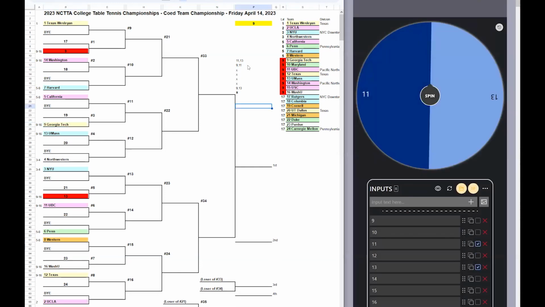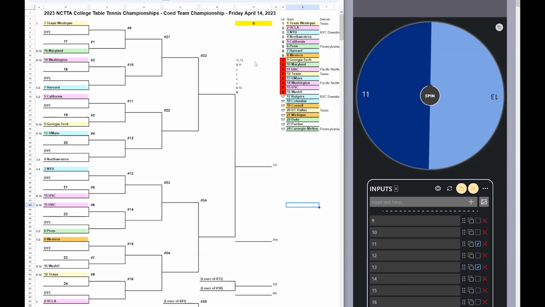Okay. That means Maryland has only one place they can go, in position 9. So I'm going to put them there. USC must go here. Okay.